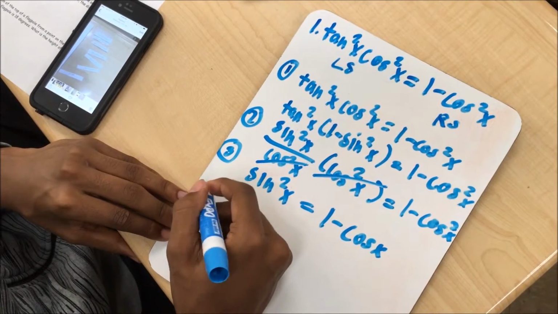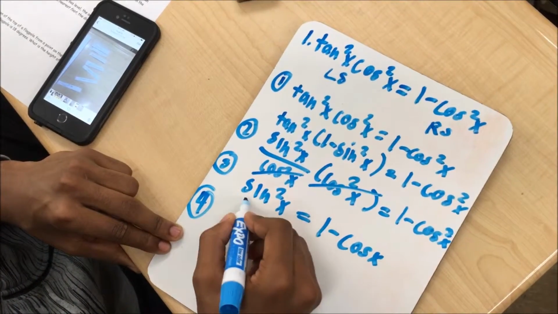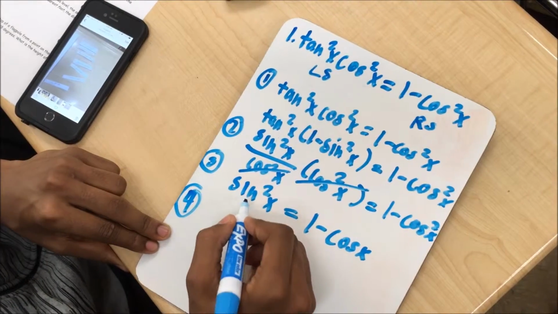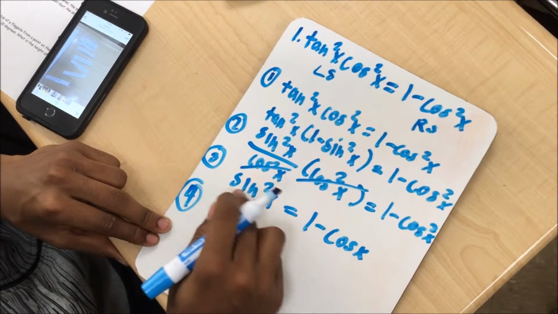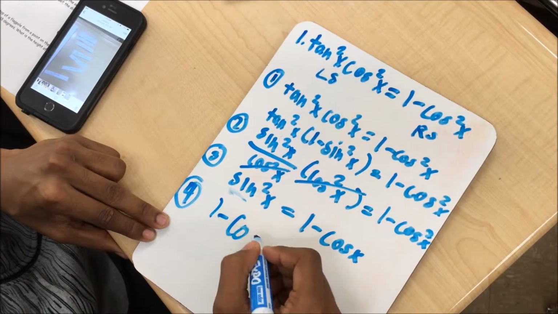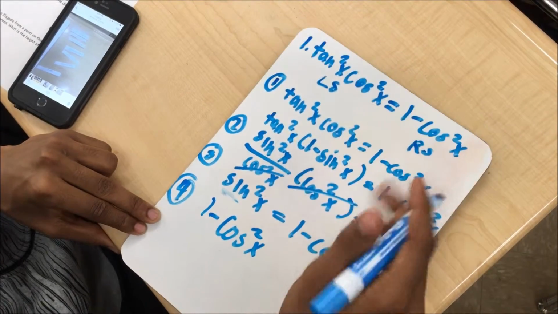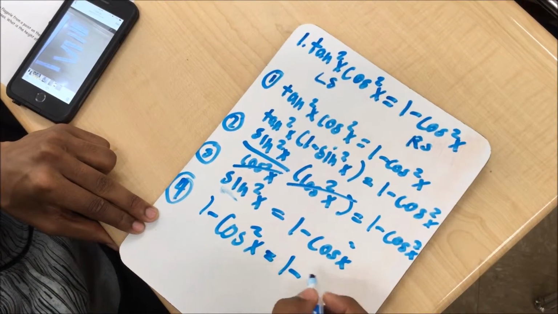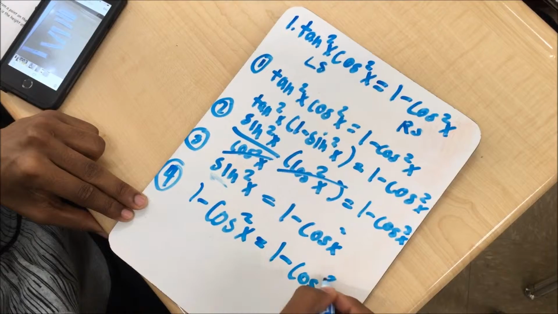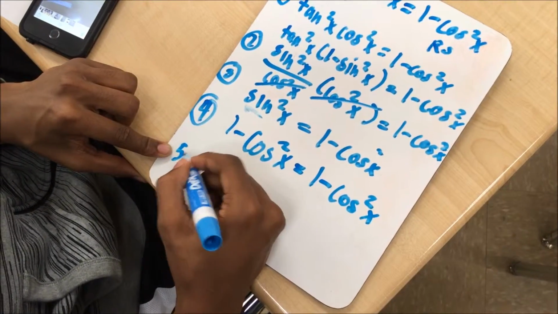All right, step number 4. Now all we do is change this using the Pythagorean identity. We can make this 1 minus cos²x, and our right hand side was 1 minus cos²x. So they're equal. So that's the answer.